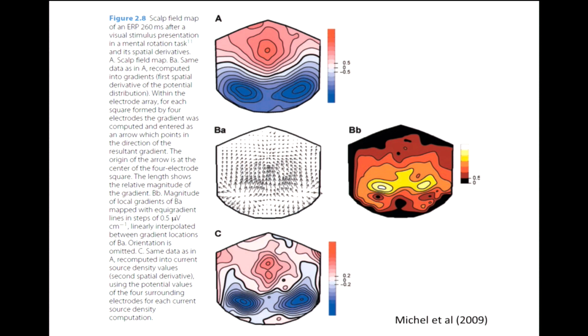And the third is, you need to have a reasonably high density of electrodes. Suppose you use Emotiv and others, forget about using current source density, because you literally have very few electrodes there.